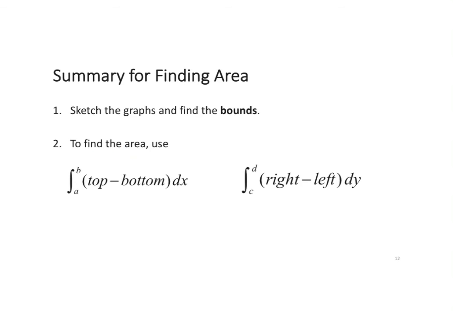And then to find the area, if it's a dx integral, meaning you're looking at things right side up, it'll be the integral of top minus bottom. If you have to look sideways for it, in other words, if it's a dy integral, you're going to take the integral of right minus left.